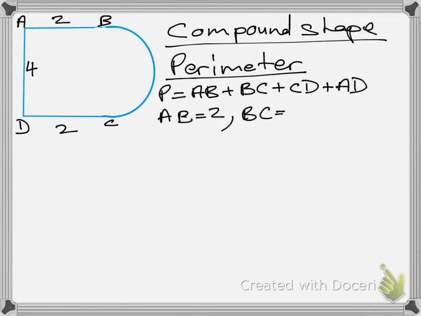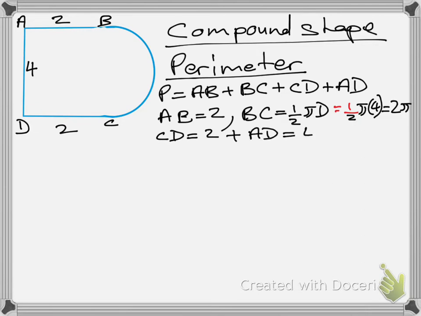So AB is 2, BC we use the formula, which is half of pi d, which will be the same as saying half of pi multiplied by 4, which is the diameter, remember, which will give us 2 pi. And then CD will be equals to 2, and then AD will be equals to 4.